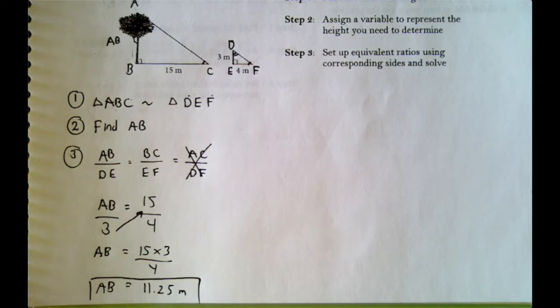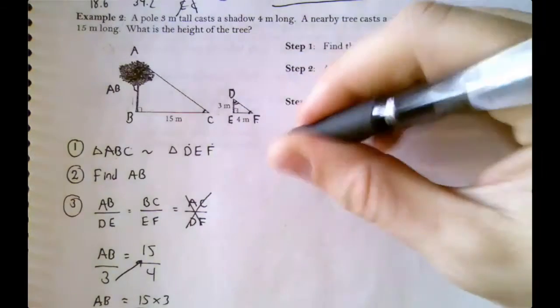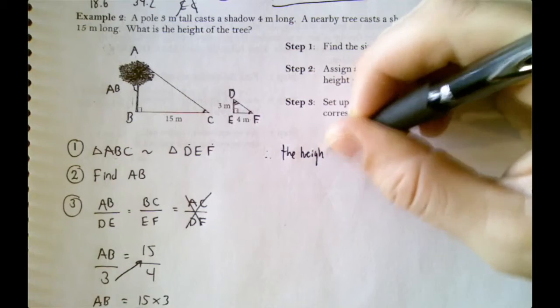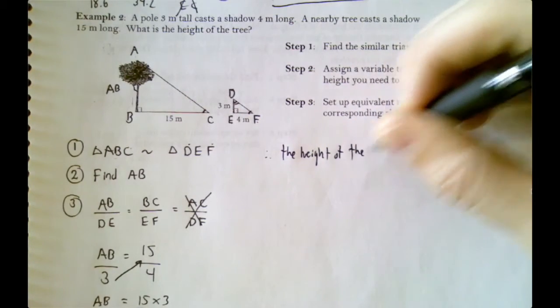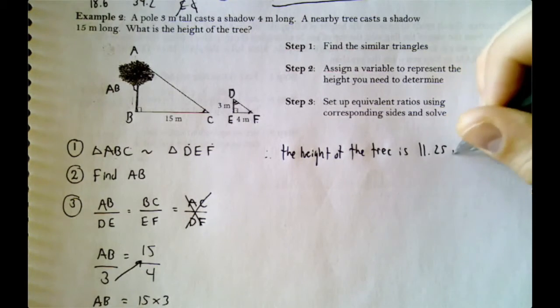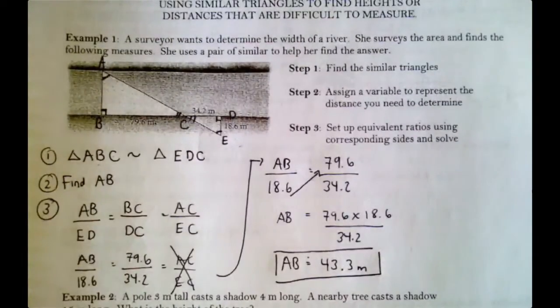Now, I guess I should have written therefore statements at the end because we were working with word problems. So this one said, what's the height of the tree? Well, the height of the tree is 11.2 meters. And I forgot my word statement for the first question actually too.